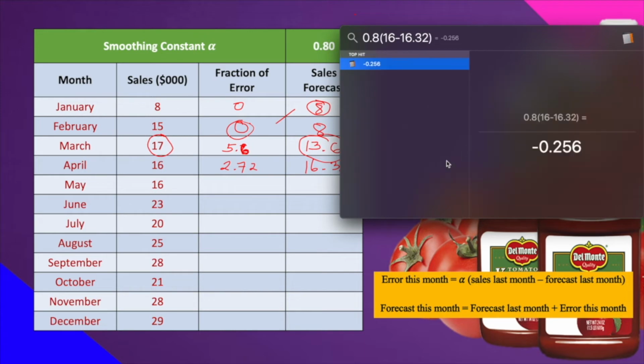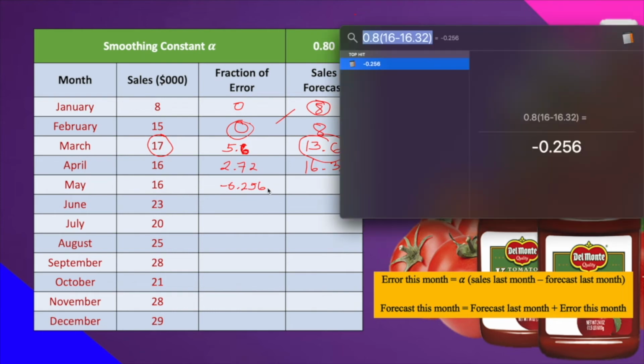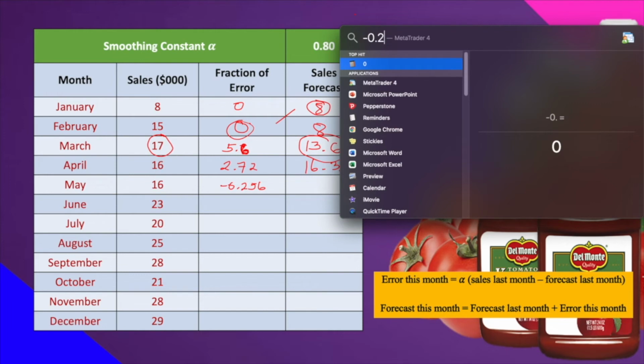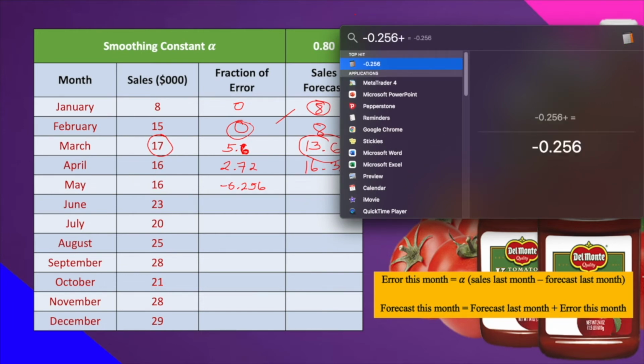16.32. Answer, we have here negative 0.256. i-add natin sa forecast last month.